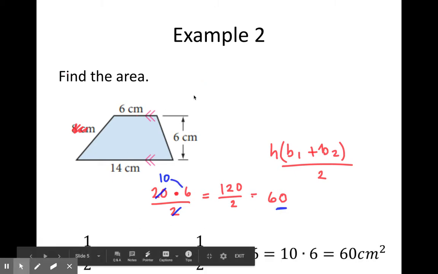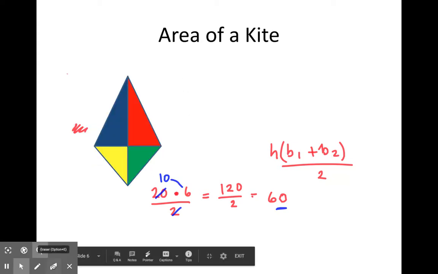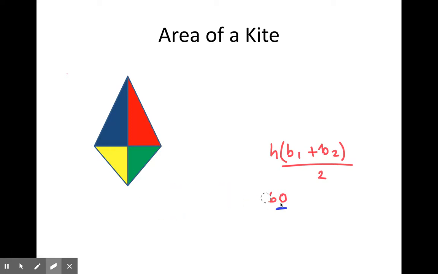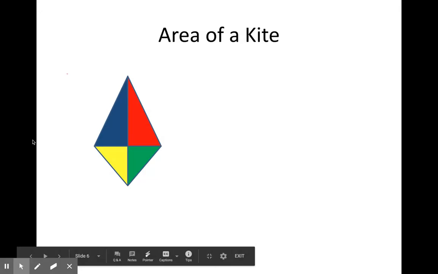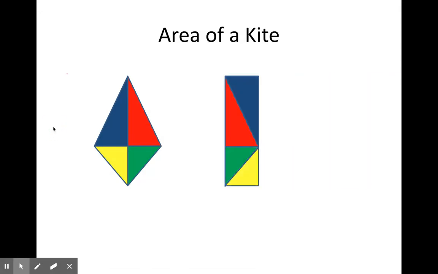Okay, on to the kite. So the area of a kite, I've got it broken into 4 triangles, because that's what a lot of people like to think of a kite as. 4 right triangles, and then you find the area of all the triangles and you add them up. But that's a lot of work, especially when maybe you're missing some information. So really the best way is to split out these parts and make a rectangle.